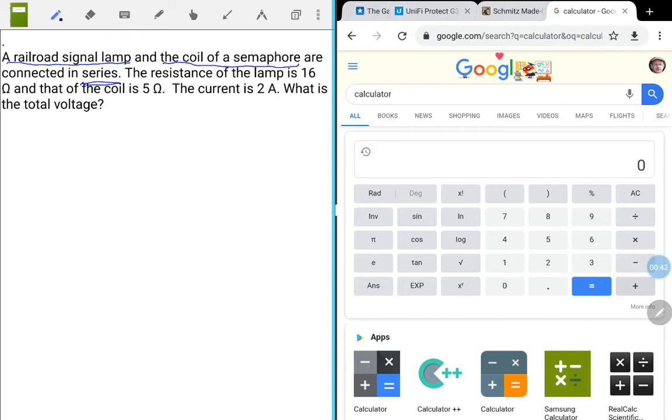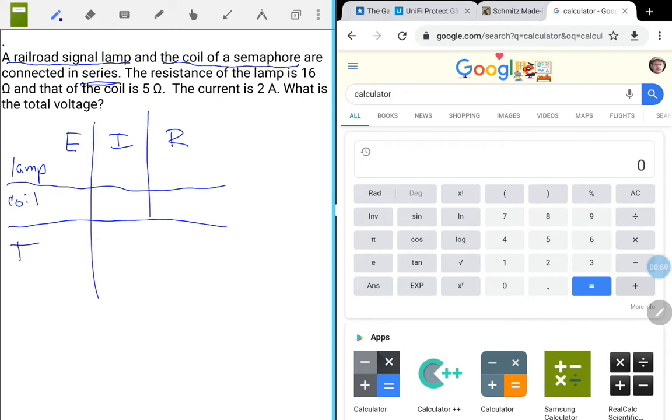Since there are 2 things, we're going to make a table with E, I, and R, and 2 things on it: the lamp and the coil. Okay? Then you put your total line at the bottom, and we'll just divide this up. And now we're going to fill in what we know, what is given to us in the problem. And it says the resistance of the lamp is 16 ohms. So resistance, lamp, we're going to put a 16. That of the coil is 5 ohms. So the resistance of the coil, we're going to put 5 ohms.